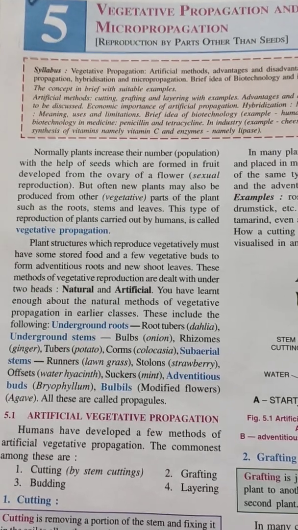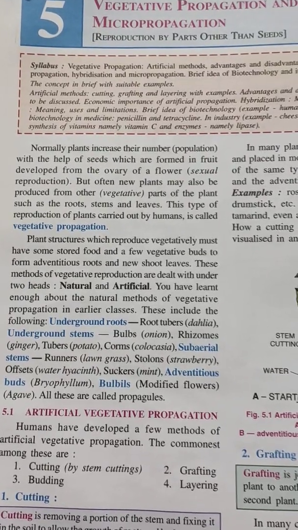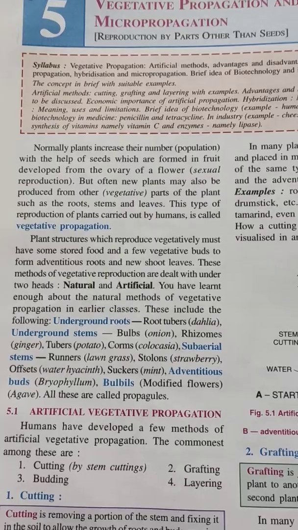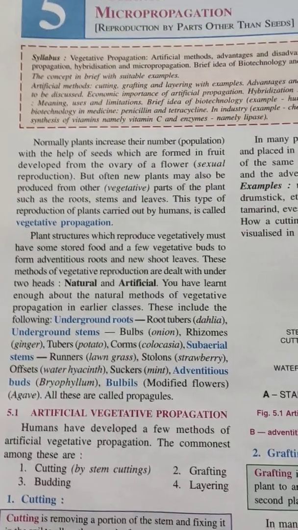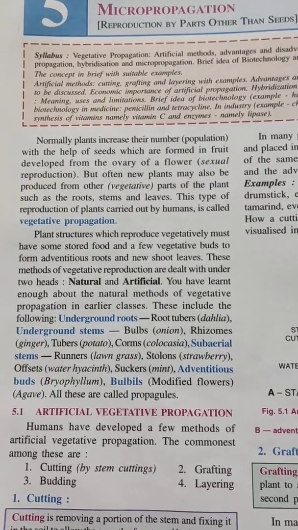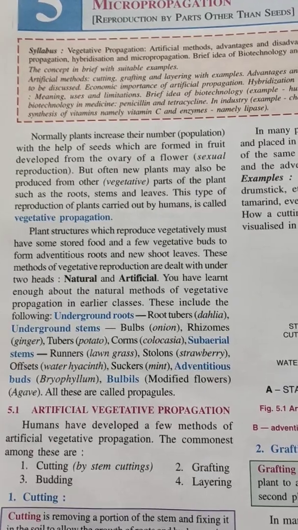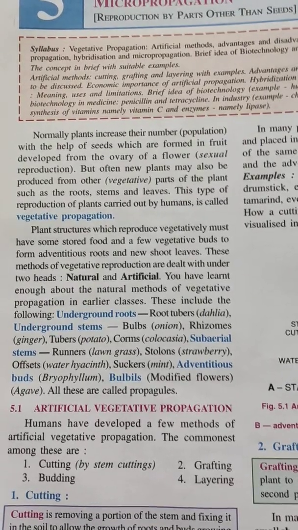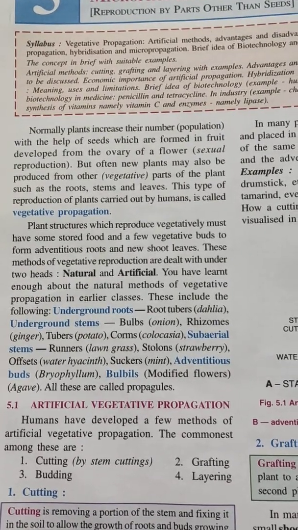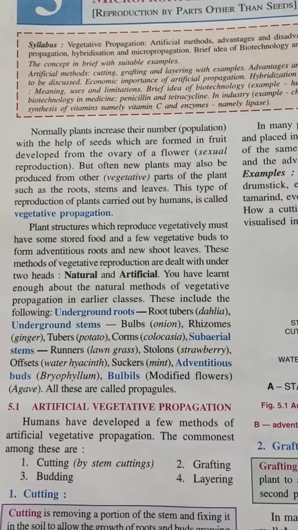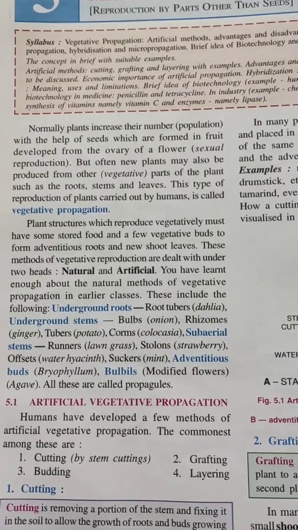Hello class 9. Today I am starting with a new chapter, that is vegetative propagation and micropropagation. Now, first we need to know what is vegetative propagation. New plants may be produced from vegetative parts also, like roots, stems and leaves.